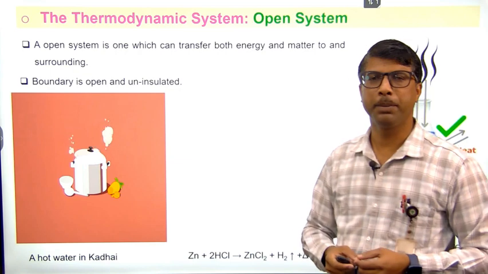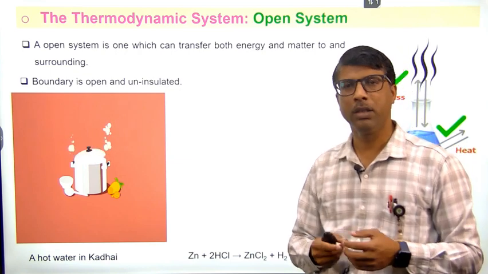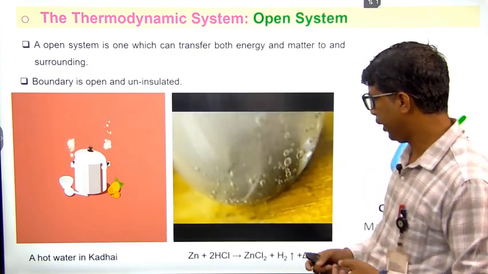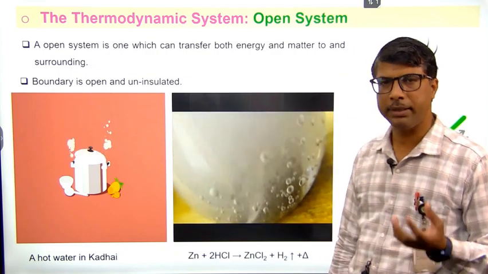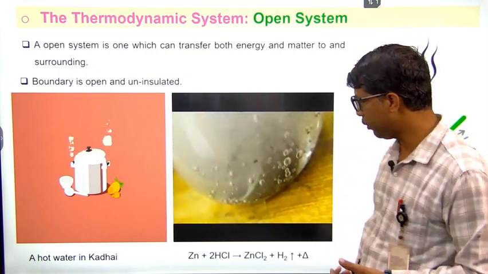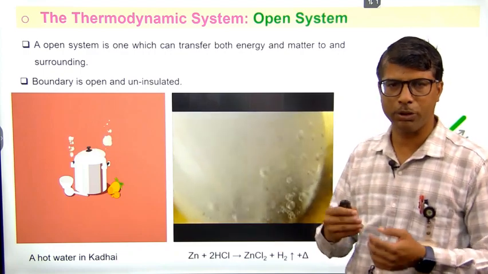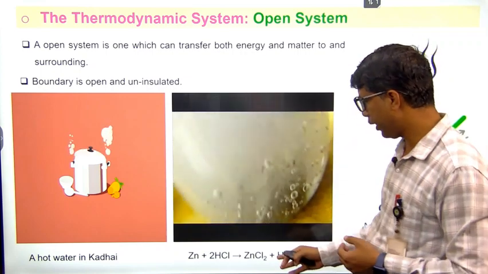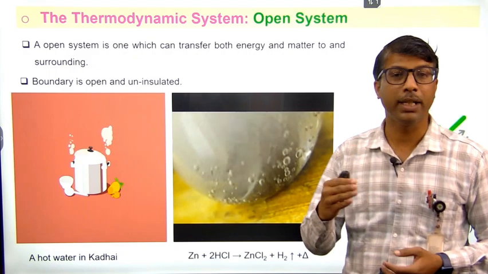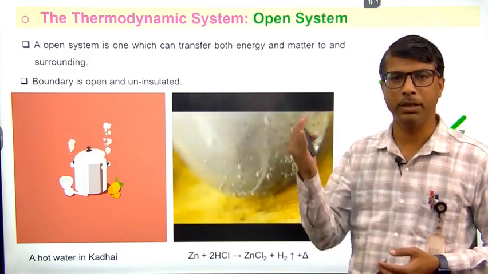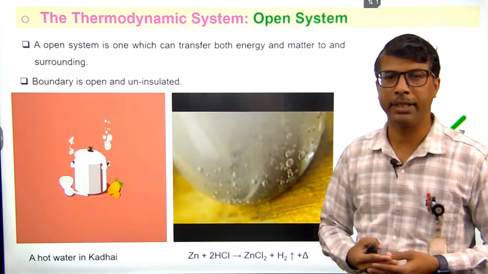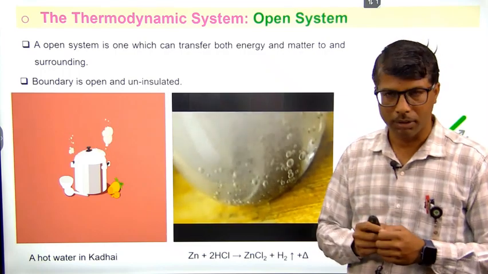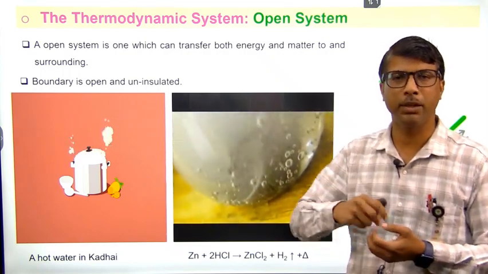Let us see an example in a chemistry laboratory. We take a test tube. In that test tube, we have taken zinc metal, and when we add concentrated HCl, you will observe bubbles in the test tube. What does it indicate? When zinc reacts with HCl, zinc chloride is formed, and along with that, H2 gas is formed, and that H2 gas comes out in the form of bubbles, which we observe with our naked eyes. So the H2 gas comes out of the reaction mixture and goes to the surrounding.